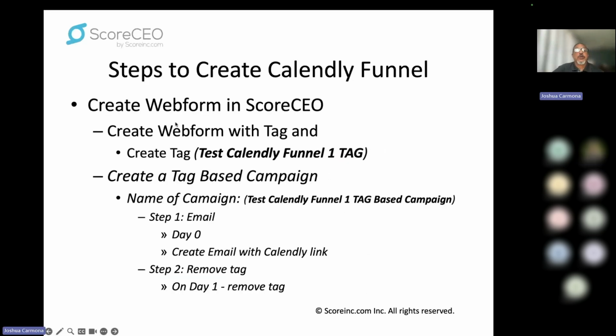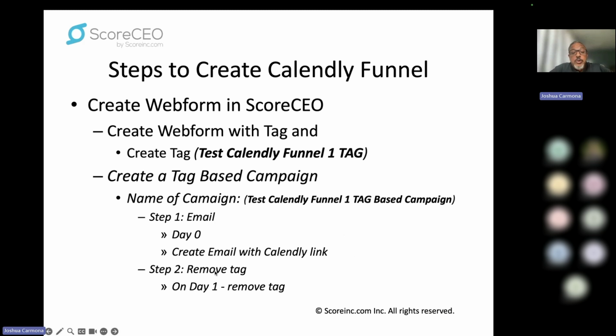Okay, awesome. So basically we're going to create a web form, and I'll show you how I've created that web form in ScoreCEO. We're going to create a tag within the web form. We're also going to create a tag that we've created in the BK test portal for Calendly, funnel 1 tag. We're also going to tie that tag and create a tag-based campaign. And on step 1, we're going to create an email on day 0, and then we're going to show you where and how I create emails pretty quickly, and I can show you how I do that in ChatGPT.